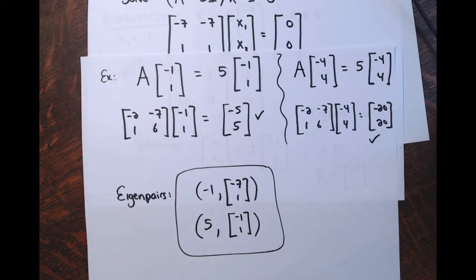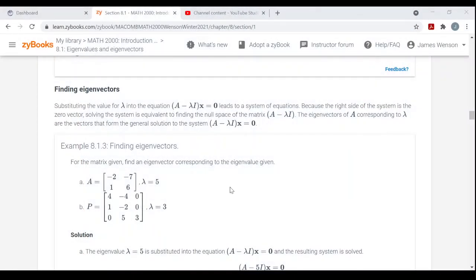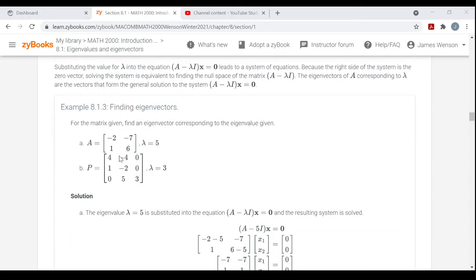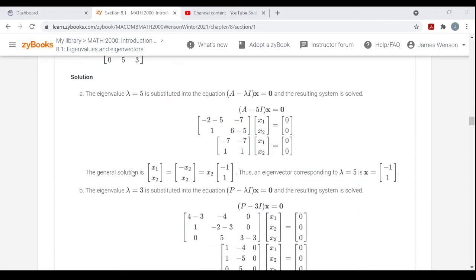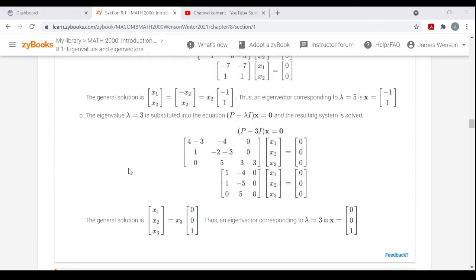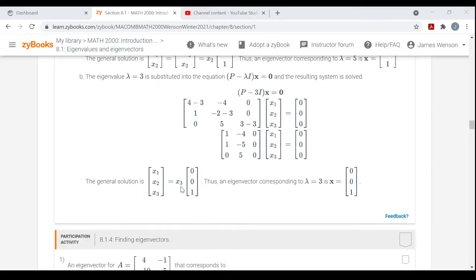Okay. All right, so moving on. Now, I'll let you do that with the 3 by 3 matrix. You can read through this example. Here you see they're plugging in 3 for lambda, and then solving this system. And they notice that any multiple of the vector 0, 0, 1 is an eigenvector, right? Any non-zero multiple. So an eigenvector corresponding to 3 would be the vector 0, 0, 1.